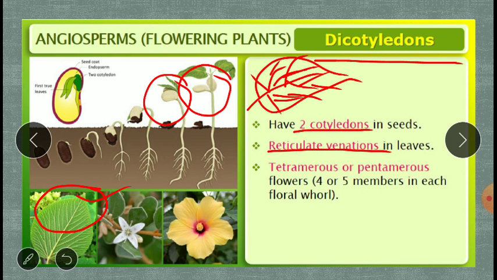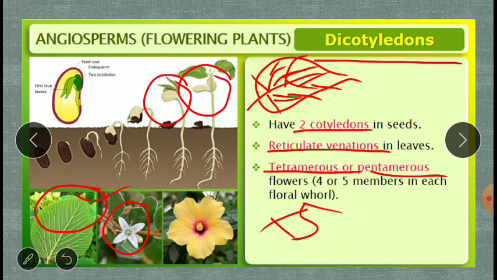Plus, coming to their number of petals, the dicotyledons are usually tetramerous or pentamerous. What are tetramerous? The flowers that have 4 petals or multiples of 4, that is maybe 4, 8, 16. When the petal number is in multiples of 4, they are called tetramerous.